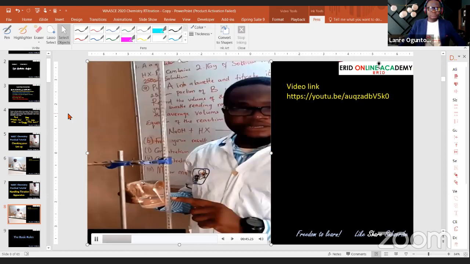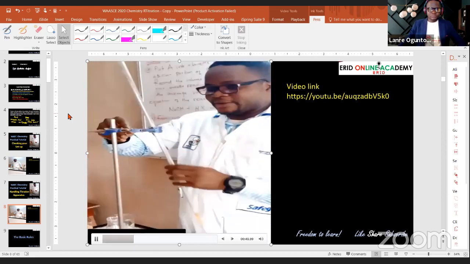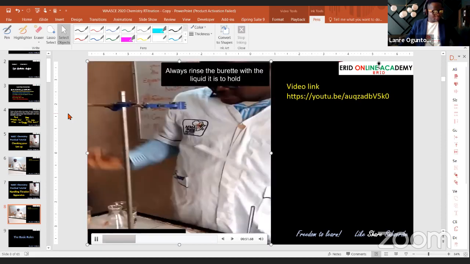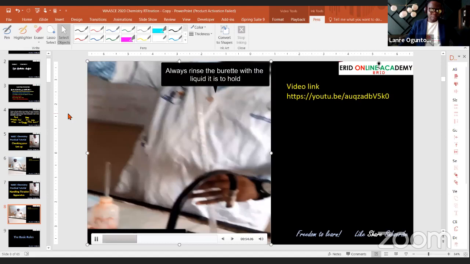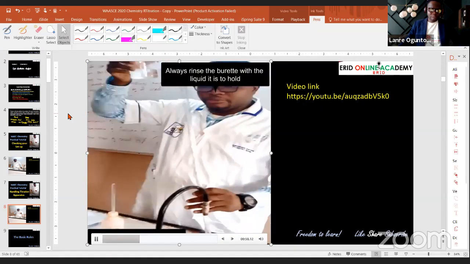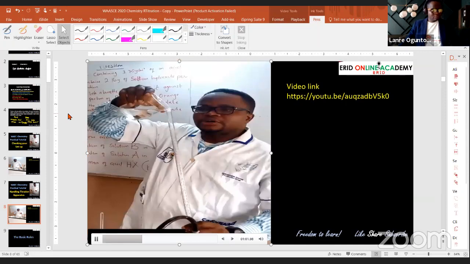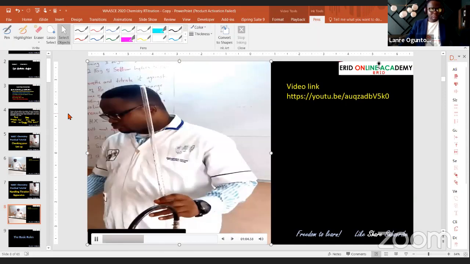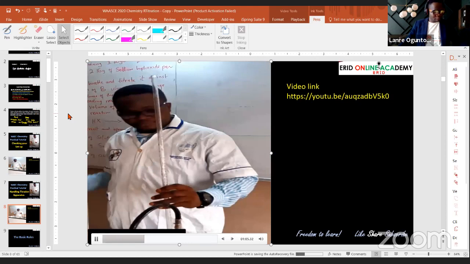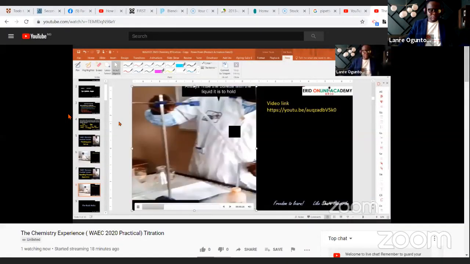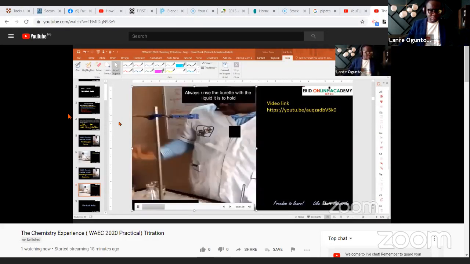So what you do is, you have to rinse this particular burette with the acid that the burette is to hold. Okay, you can use your funnel or you use your beaker directly like that. So I've added it. Okay, so the rule is, rinse your burette with the liquid the burette is to hold. That will be the last liquid you use to rinse your burette.